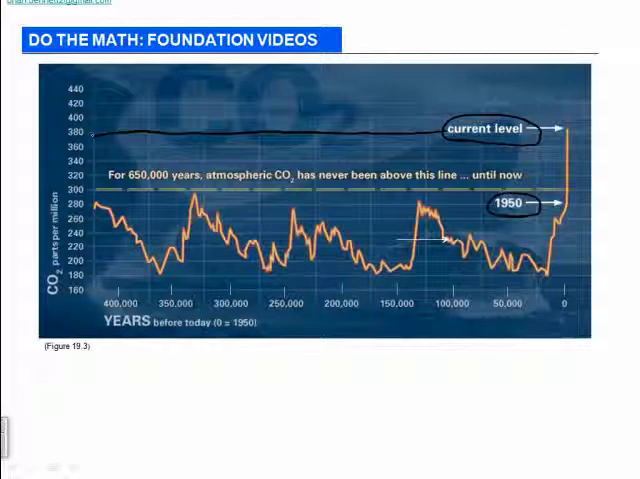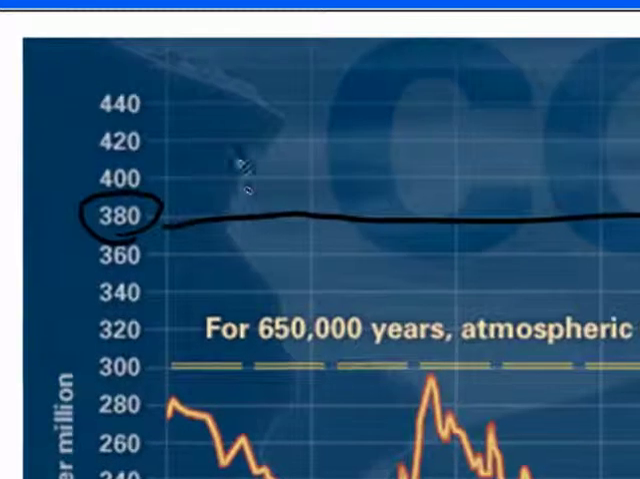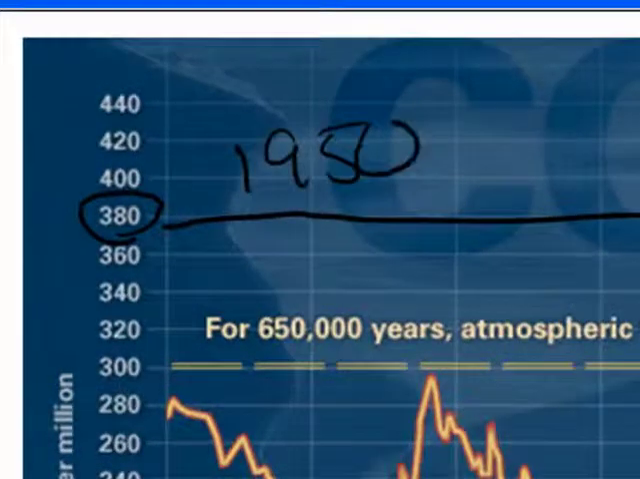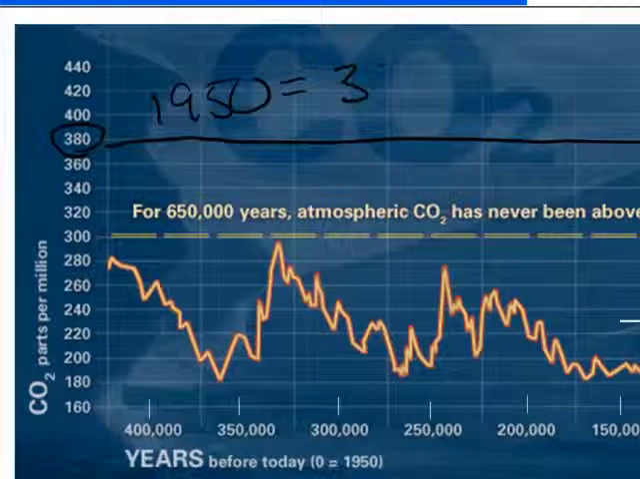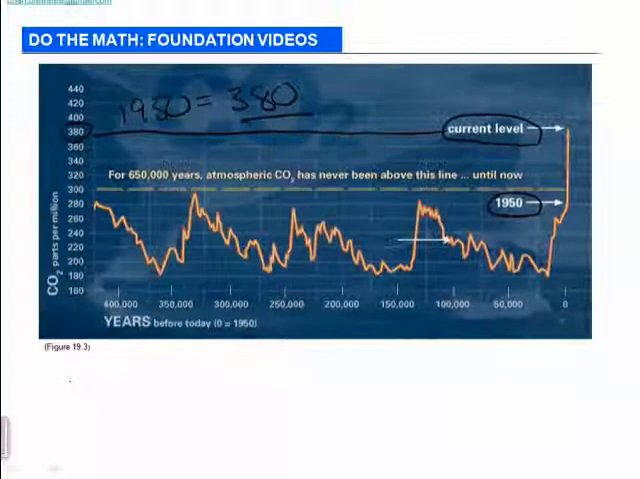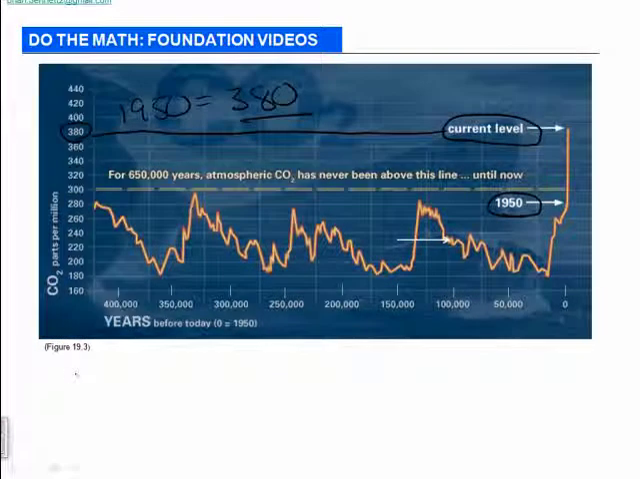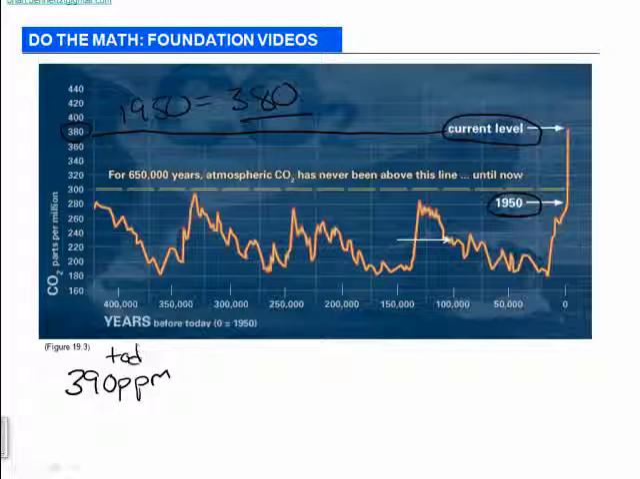If you drop this back over here, for the present day, we get a number, let's call it 380 parts per million. Now it's really hard to necessarily read the graph. It might be like 390. You're going to have to figure it out on your own. Let's call it 390 parts per million. That's the present day. That's today, right?